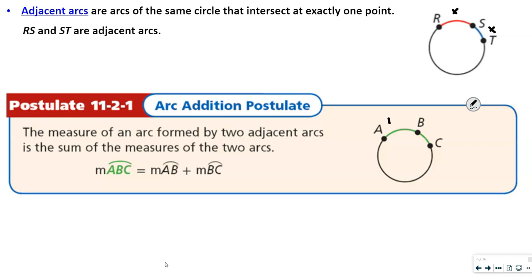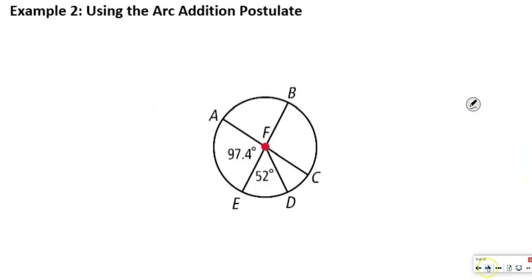So here, if I told you the arc AB was 50 and I told you the arc BC was 20, then we would do the 50 plus the 20, and arc AC would be 70 degrees. That is the arc addition postulate, okay? Now we're going to talk about BD, but before we do that, we're going to talk about what else we see in this drawing, okay?